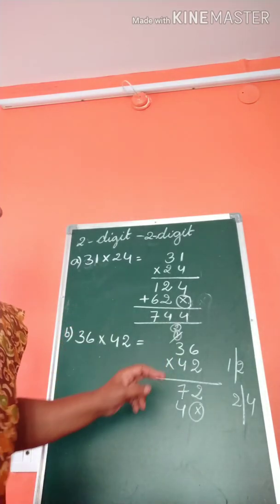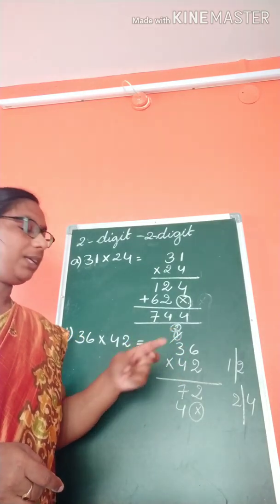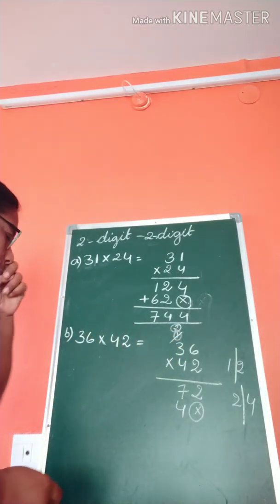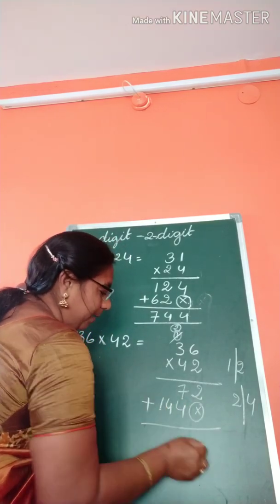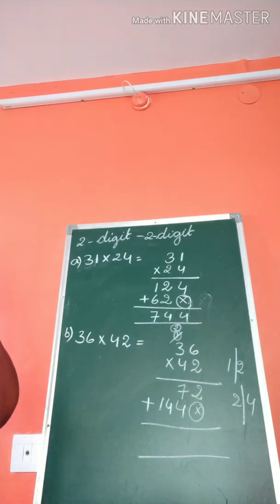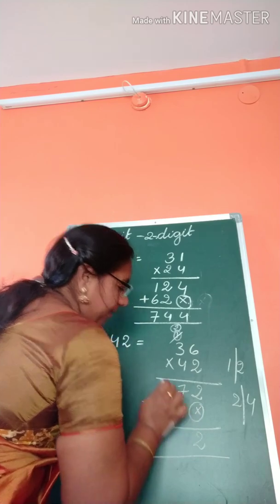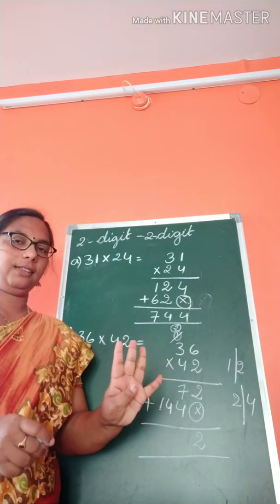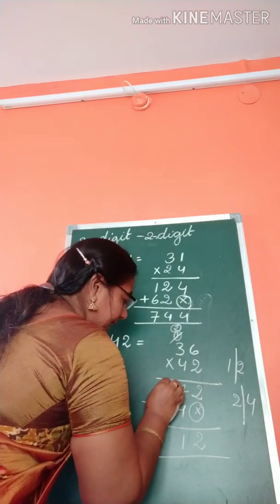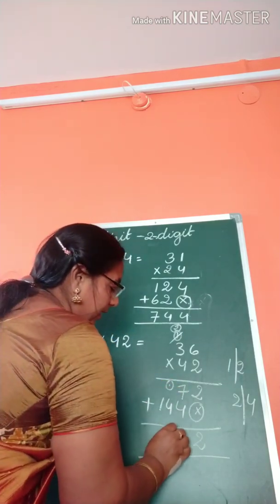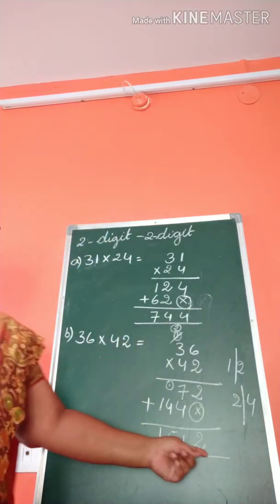Now 4 3s are 12. 12 we have to write? No. As we have 2 carrying here, we have to add it. So 4 3s are 12 plus 2, 13, 14. So it is 144. Now what we have to do? We have to add both the numbers. Now 2 plus 0 is 2. 7 plus 4, it is 7, after that 8, 9, 10, 11. 1 and 1 carried. 1 plus 4 is 5, and this is 1. So 36 into 42 is 1512.